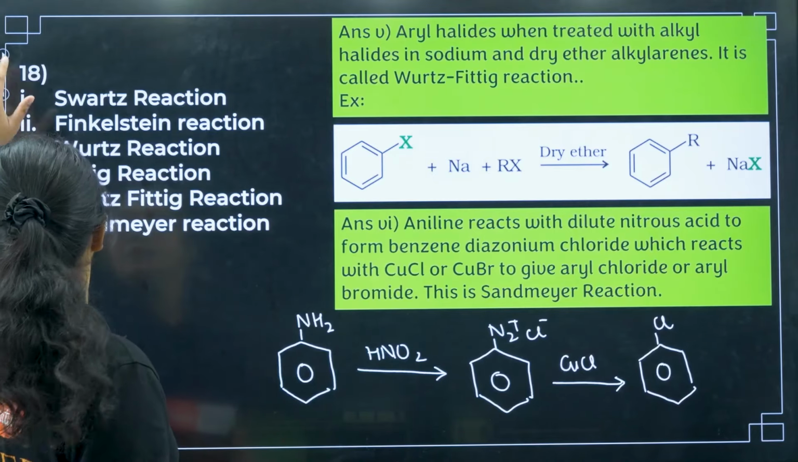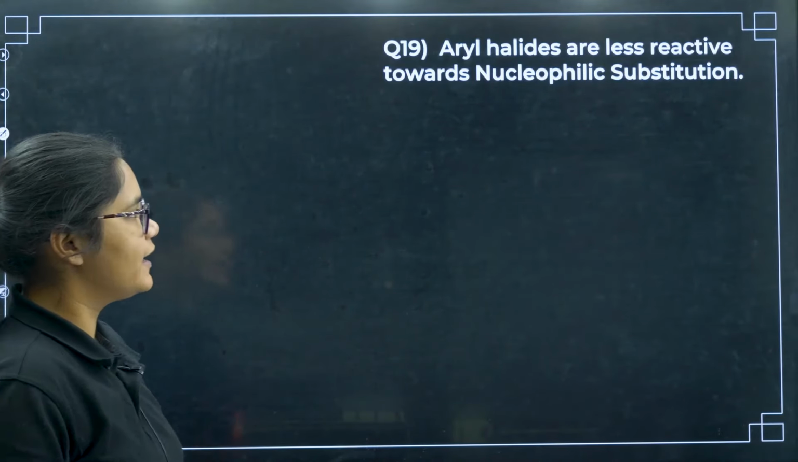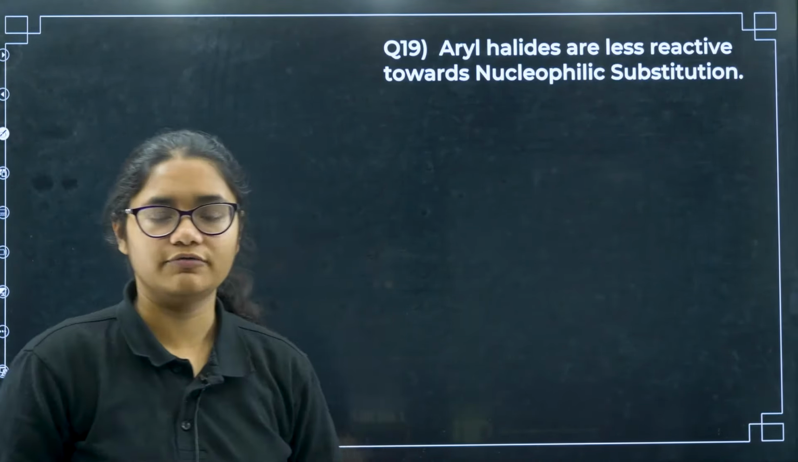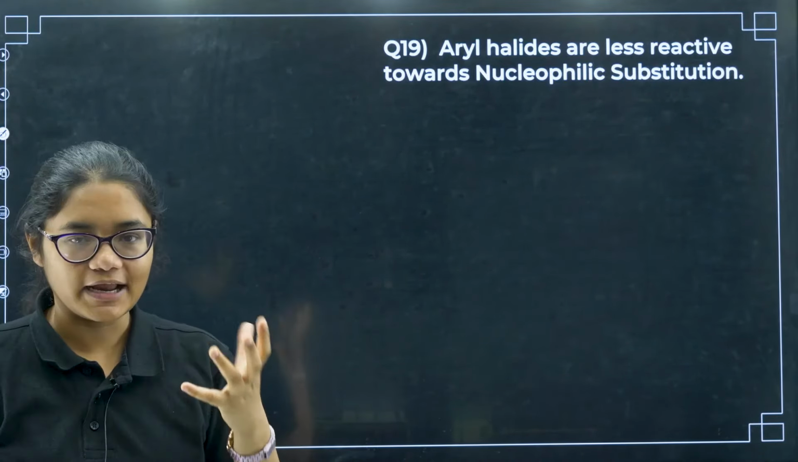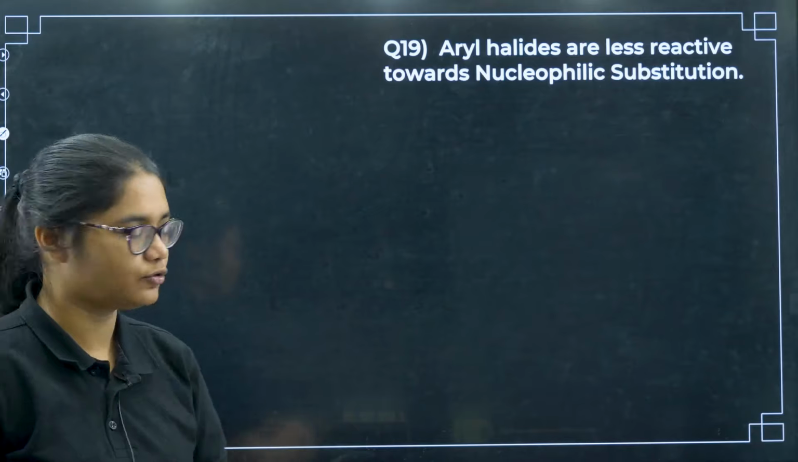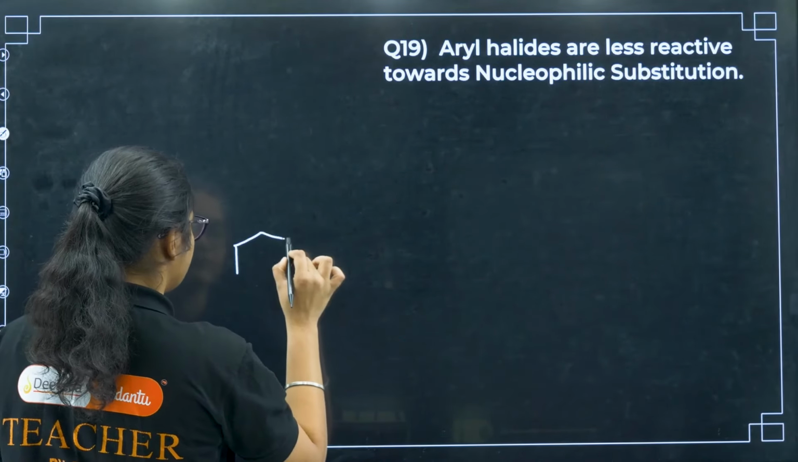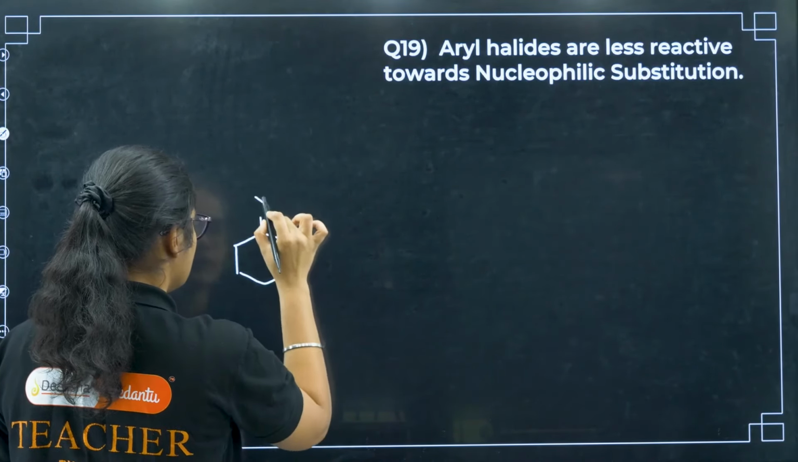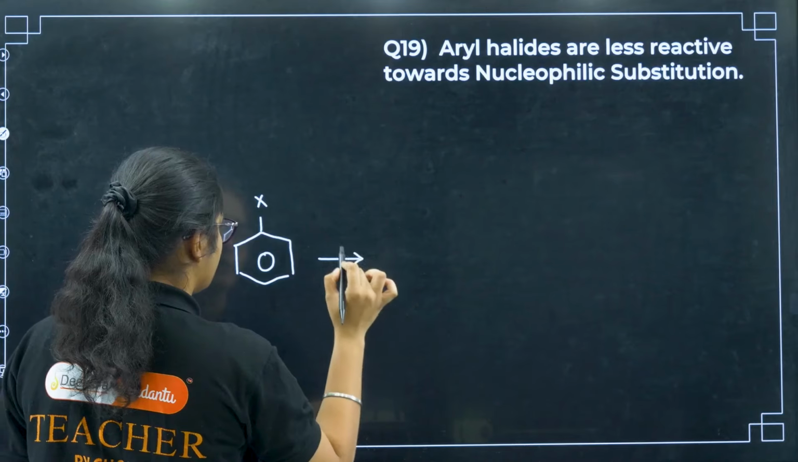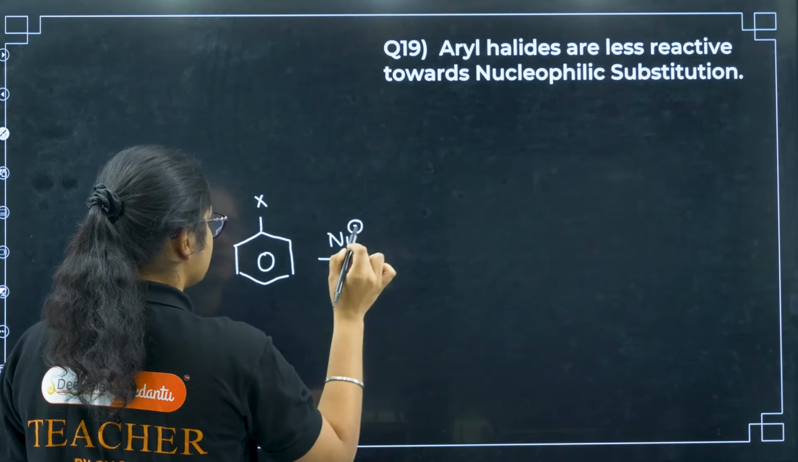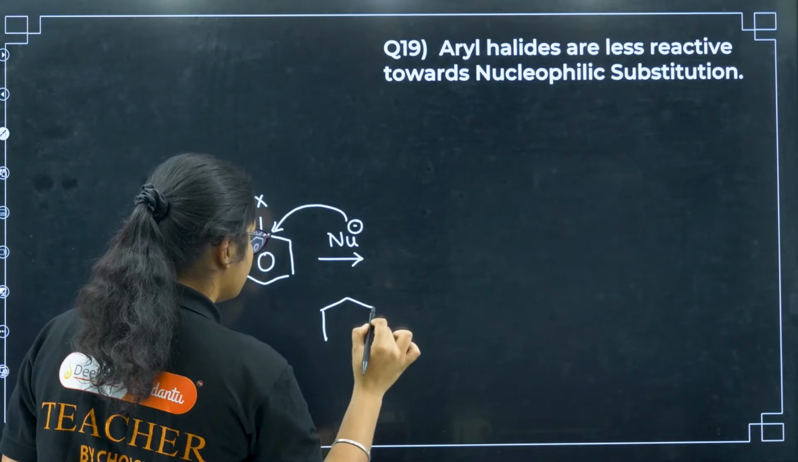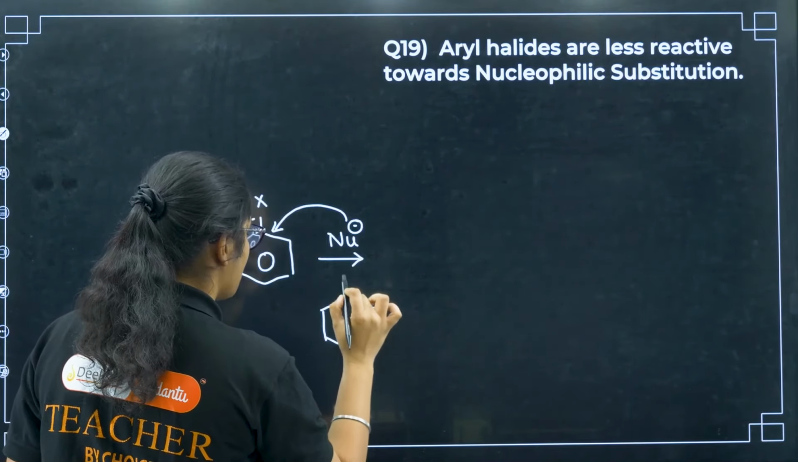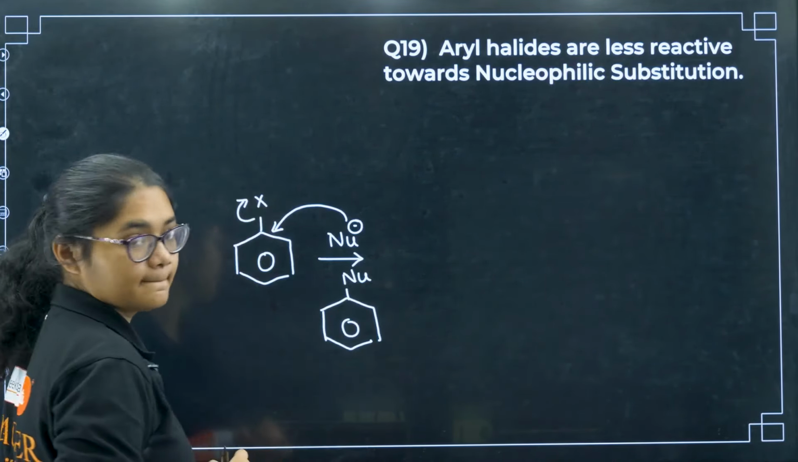This one will give you chlorobenzene. Okay. Next we have question, aryl halides are less reactive towards nucleophilic substitution. We have already understood. Here what happens in case of aryl halides, there is a partial double bond. So suppose this is aryl halide and you are reacting it with nucleophile. So this one will attack here and this bond will go out, right? So I will get here a nucleophile.